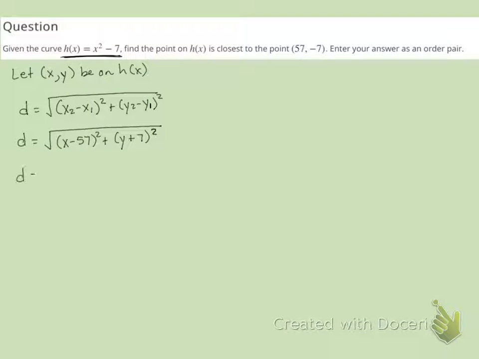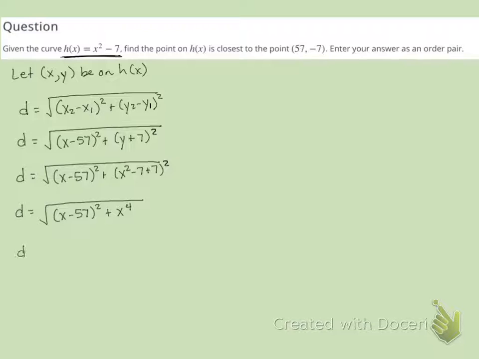So I can write this as the square root of x minus 57 squared plus x squared minus 7 plus 7 squared. And if I simplify that, I will have x minus 57 squared plus x to the 4th, since those 7's cancel. Now, I'm going to want to find the critical values, so I'm going to need to take the derivative and set it equal to 0.